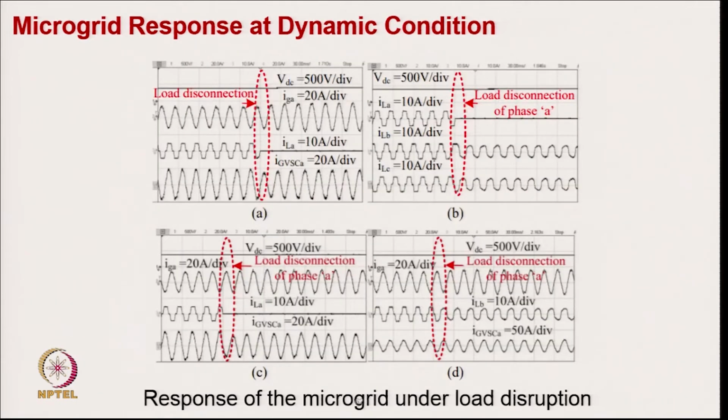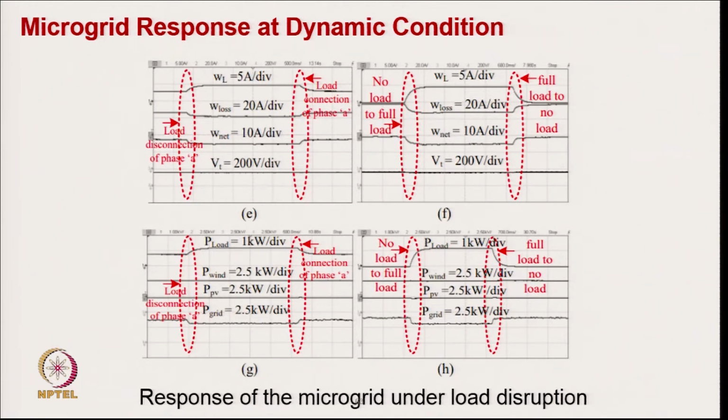And then here you can clearly see when load is removed, the grid current increases on the grid side. And when there is a change of the load, so on two phase loads are changed, these are dynamics of the load you can call it, but still power quality remains improved.